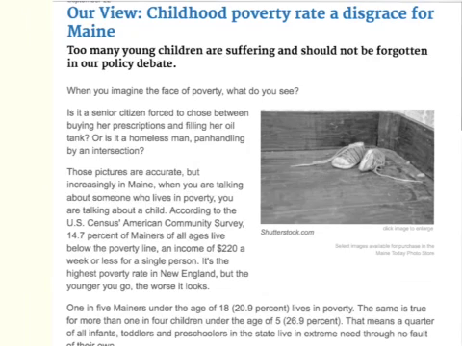For the first part, they will read this editorial from the Portland Press Herald, which is Childhood Poverty Rate a Disgrace for Maine. They would go through, and they can do this on their iPads using 2 different highlighters and the drawing device, to go through and mark facts and opinions in 2 different colors and to circle the loaded words. They could also do it on paper if they preferred to do it that way.